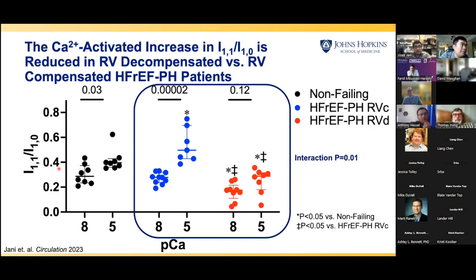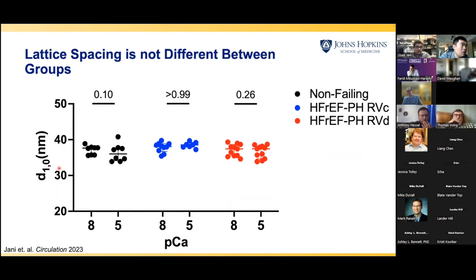And the P interaction between the group and calcium effect in decompensated versus compensated patients is actually significant at 0.01. So what this suggests to us is that calcium activated increases in the equatorial intensity ratio are reduced in RV decompensated patients, at least as compared to RV compensated patients. When we look at lattice spacing, just as a sanity check to see if that was any different, it really wasn't at all of the calciums and in all of the groups.